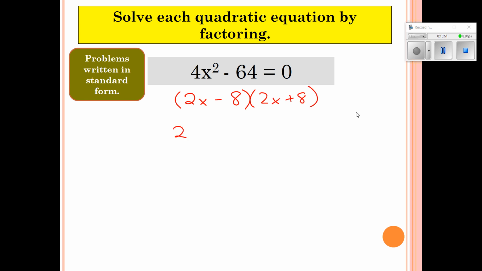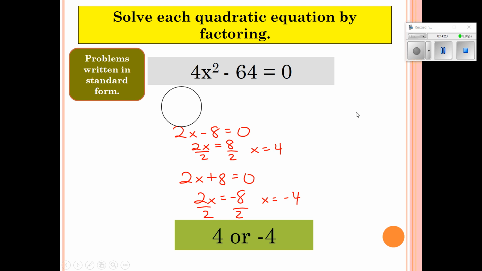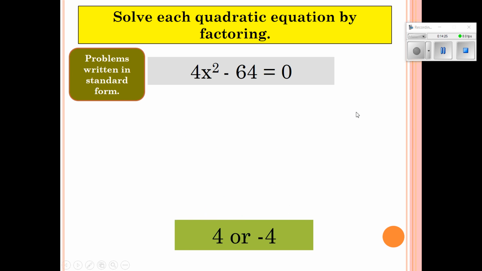Now we're going to set both of those equal to 0. So now we're going to have 2 fractions as our answers, because anytime you have a 2-step like this, it's probably going to be a fraction. We move the 8 to the other side. That would be 2x equals 8. Divide by 2. That one happens to be a whole number of 4. 2x equals negative 8. Divide by 2. No fractions here. X equals negative 4. So 4 or negative 4. That turned out nicely. You didn't have to have a fraction come up.